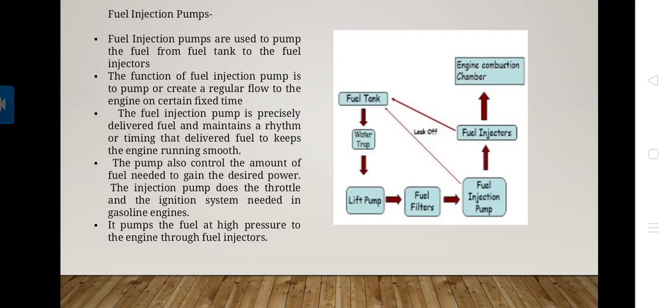Here in this figure we can see that first the fuel comes from the fuel tank, where the fuel is stored. From the fuel tank, through the water trap, lift pump and fuel filters, fuel comes into the fuel injection pump. The fuel injection pump takes the fuel and supplies it to the fuel injectors, and the fuel injectors then supply fuel to the engine combustion chamber. In this figure we see the supply of fuel from the fuel tank to the engine combustion chamber.